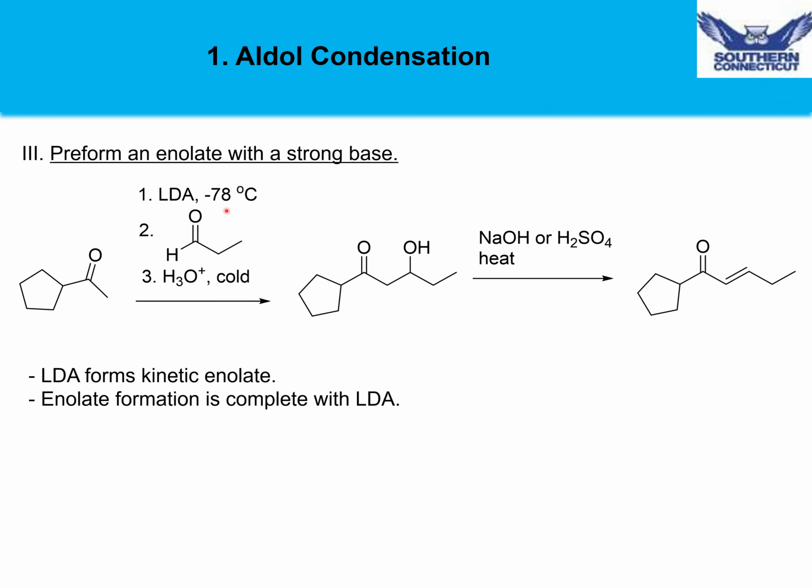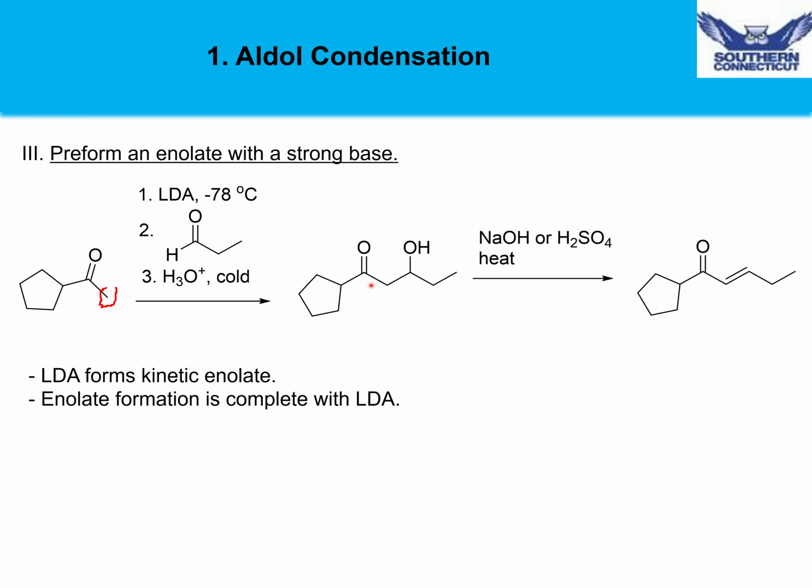LDA at negative 78 degrees is added to this ketone. Since we're using LDA, we generally will obtain the kinetic enolate, so that would be forming an enolate from this carbon. And then that carbon will add to the carbonyl of the aldehyde that we add in the second step. It'll break the double bond of the carbonyl. That oxygen then gets protonated in the third step of the reaction to become an alcohol. So initially we form this beta hydroxycarbonyl.